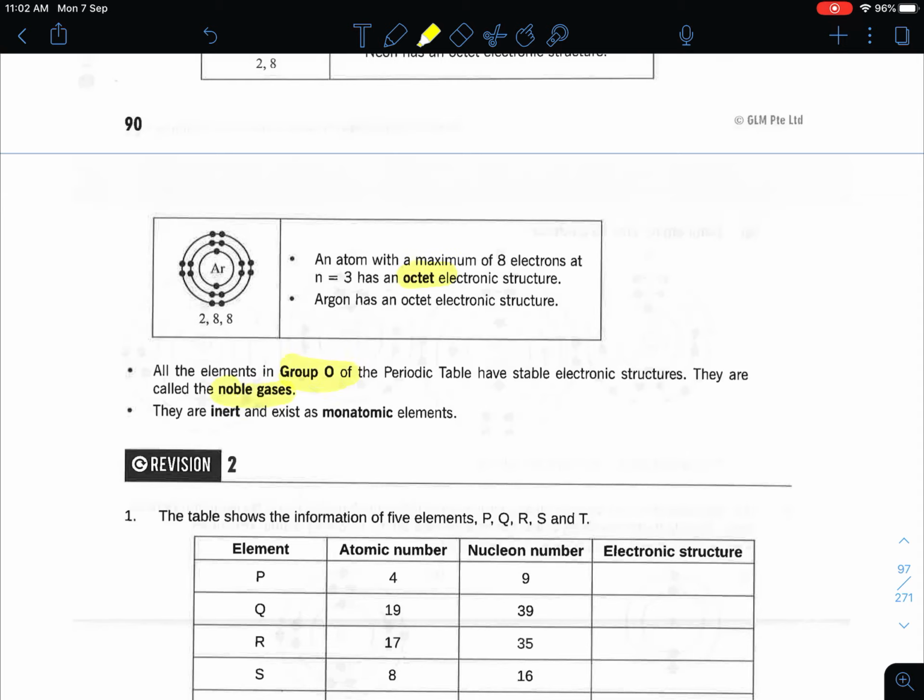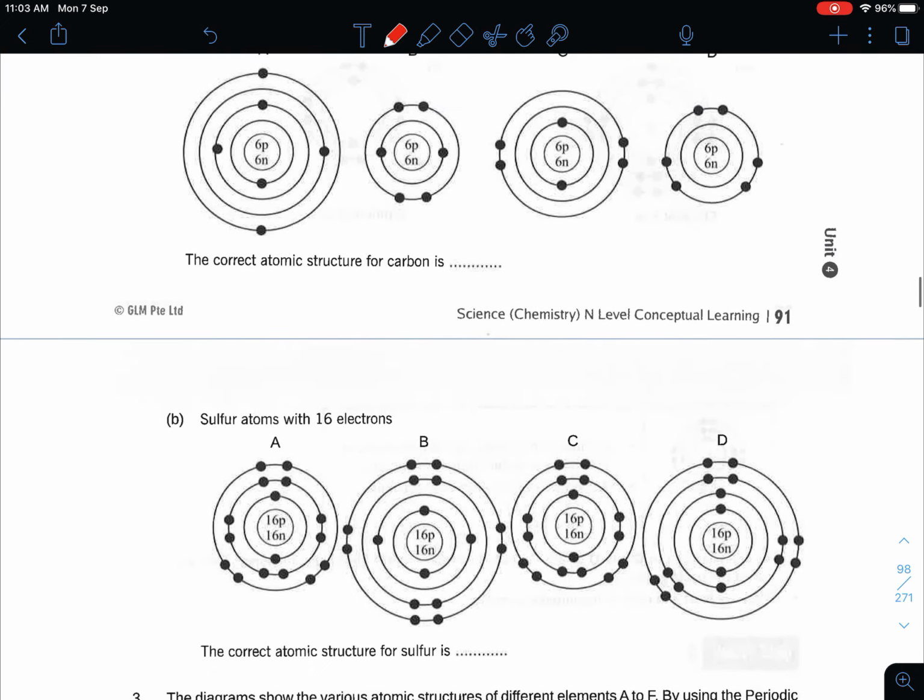So all elements in group 0 tend to be noble gases. What this means is that they are generally inert. Inert means unreactive. And they are monoatomic. Monoatomic means exist as one atom. Okay, so these are noble gases in group 0.